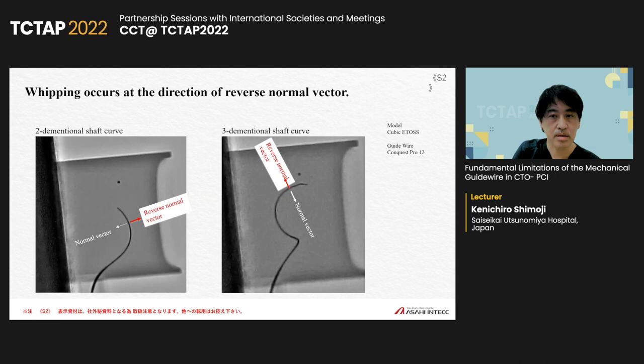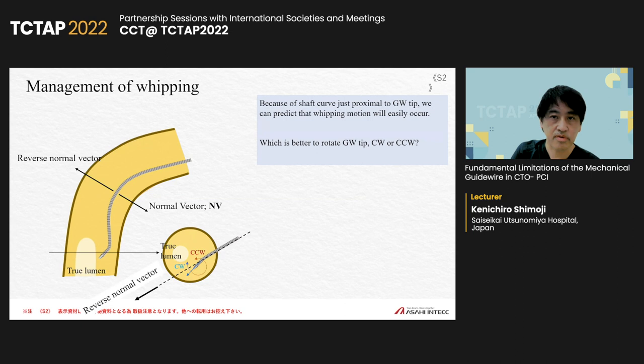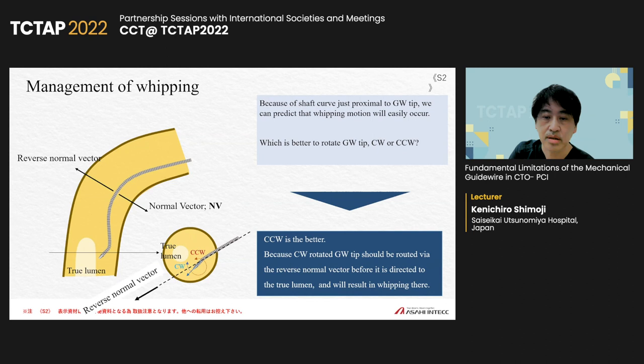The next issue is management of whipping. Because of shaft curve just proximal to guide wire tip, we can predict that whipping motion will easily occur. Which is better to rotate the guide wire tip in this situation, clockwise or counterclockwise? The answer is counterclockwise rotation is better, because a clockwise rotated guide wire tip would be routed via the reverse normal vector before it is directed to the true lumen. So the guide wire will result in whipping there.